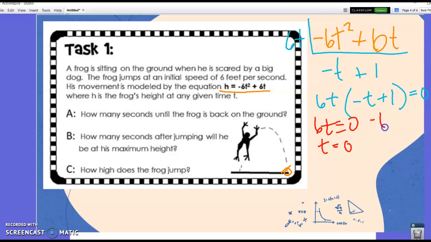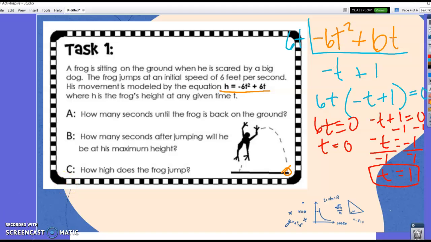If I set the other one equal to 0, then I would subtract 1 from both sides and then divide by -1 to get t equals 1. So my zero in this case, where the frog landed on the ground, is 1 second after he took off. So that's what you're going to type in as 1a, 1 second.